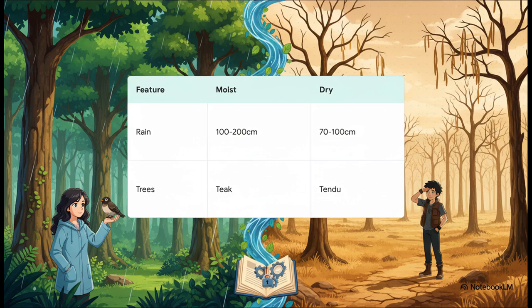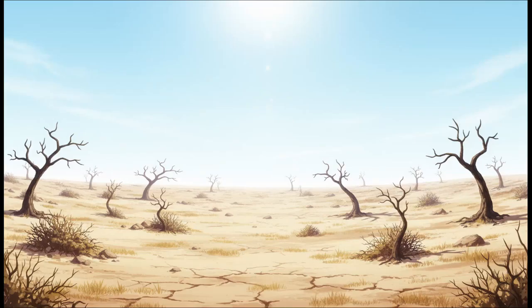What's super interesting is that when the dry season hits, these trees shed their leaves completely. It actually makes the forest look like this vast, almost endless grassland covered in naked trees. Okay, moving into even drier climates, we hit the tropical thorn forests. These are some seriously tough ecosystems.